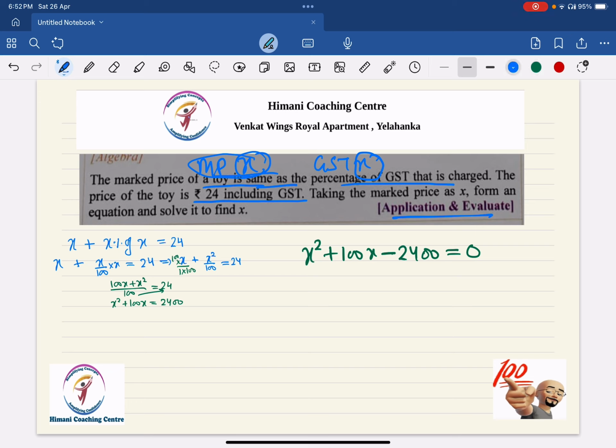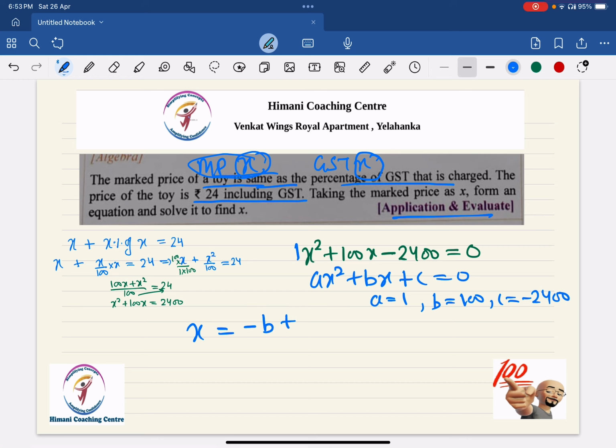Okay. Now we have to solve this quadratic equation. So let us compare this with ax square plus bx plus c equals 0. A is 1, coefficient of x square is 1 here. B is 100 and C is minus 2400. Okay, the C, we have to take care of the sign also. So how do we find x? What is the formula? X would be equal to minus b plus minus root of b square minus 4ac by 2a.